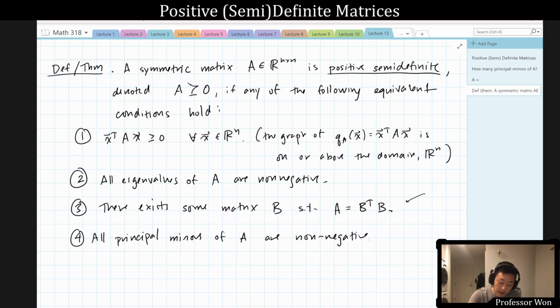Technically, I guess in order to check the first condition, you'd have to check every possible vector x in Rn in principle. You'd have to graph a whole function. That seems kind of hard.